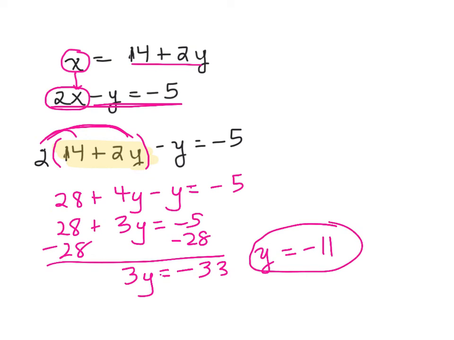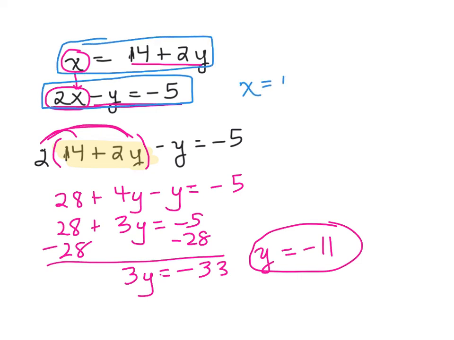So we did a little bit of work there. I didn't graph anything. I substituted one thing into the other equation. Now again, we need to go back and find out what the x value is, and I'll do that by substituting again into whichever equation looks easiest to me. I could put negative 11 in here for y, or I could put negative 11 in the first equation for y. To me, that looks easier.